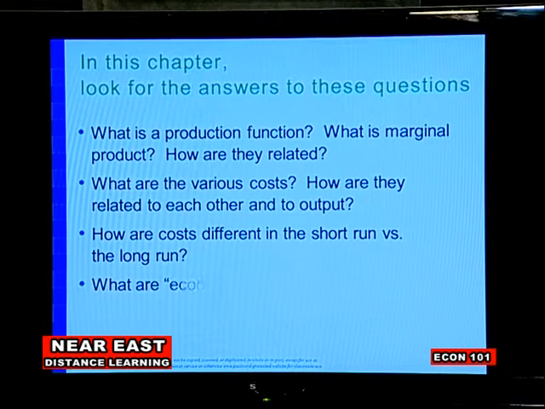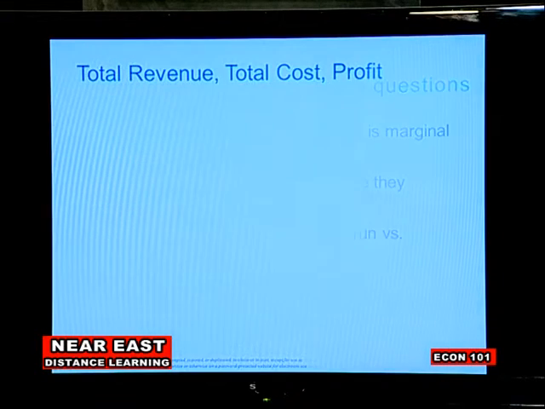In this chapter, we are going to look at what a production function is, what marginal product is, and how they are related. We will look at what the various costs are, how they are related to each other and to output, how costs are different in the short run versus in the long run, and we are going to look at what economies of scale are.